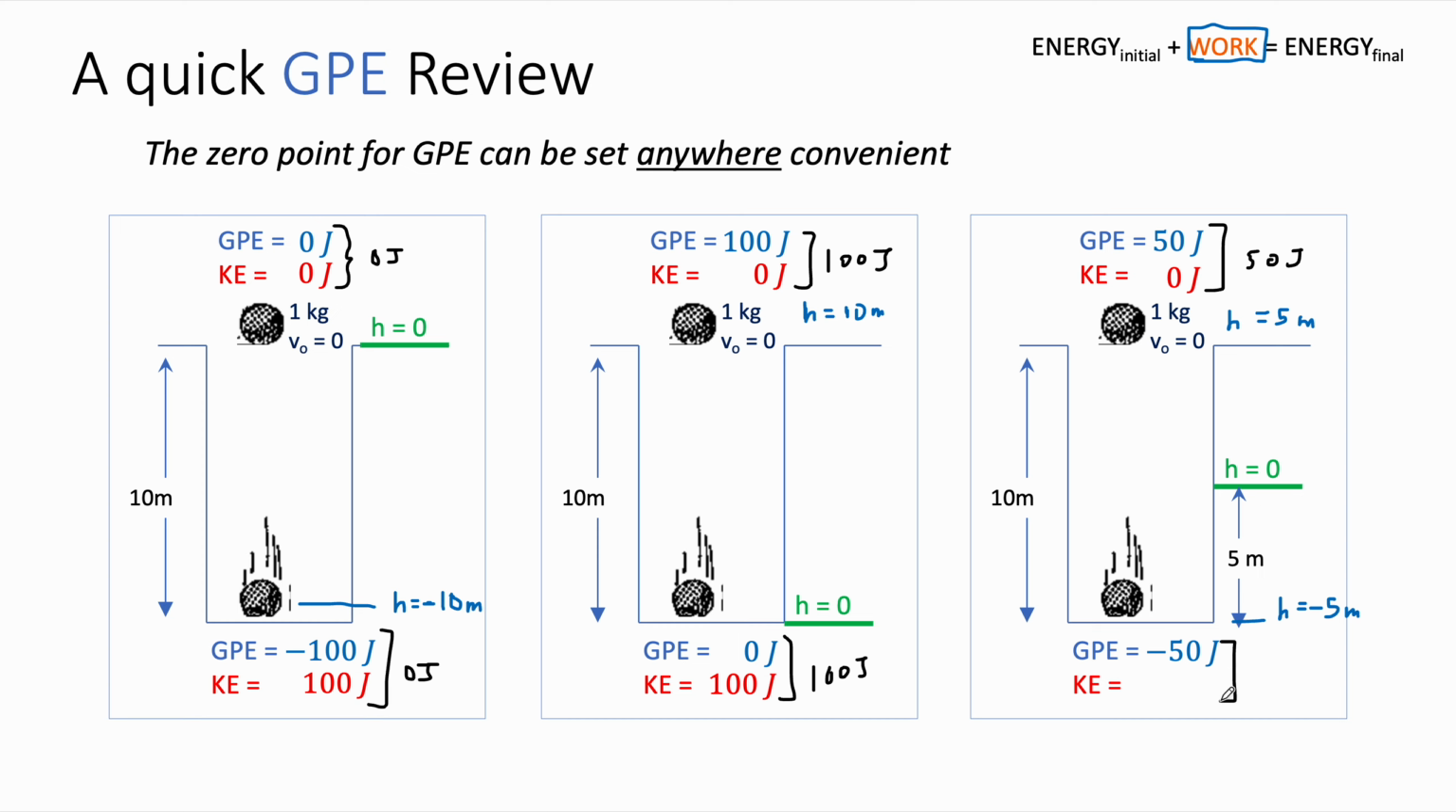But wait a second. How could this add up to 50 if the gravitational potential is negative 50? The answer is, well, kinetic energy then has got to be 100. Notice that no matter how we set this, the kinetic energy at the bottom is always 100, no matter what we do.